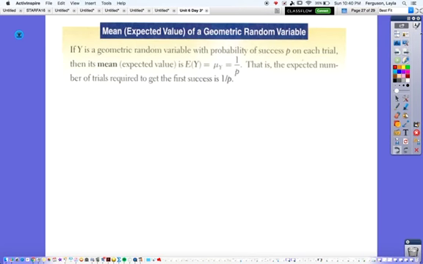The mean or expected value of a geometric random variable. So if Y is a geometric random variable with probability of success p on each trial, then its mean or expected value is equal to the mean of Y, which is equal to 1 over p. That is, the expected number of trials required to get the first success is 1 out of p.